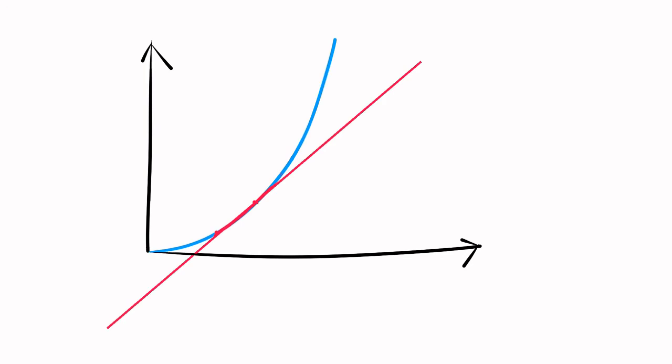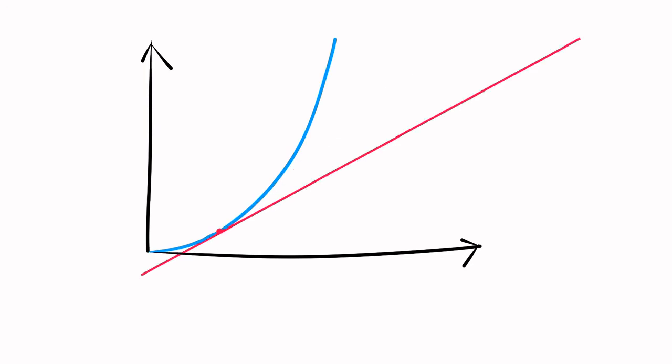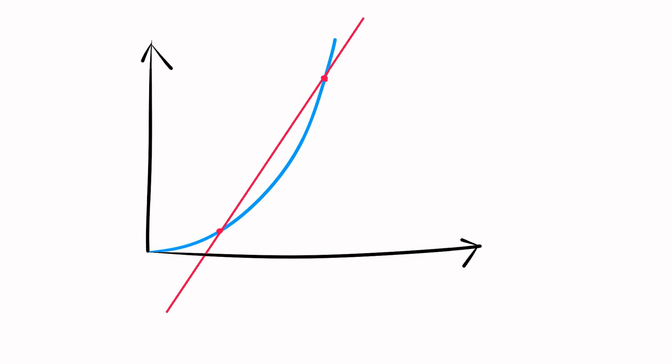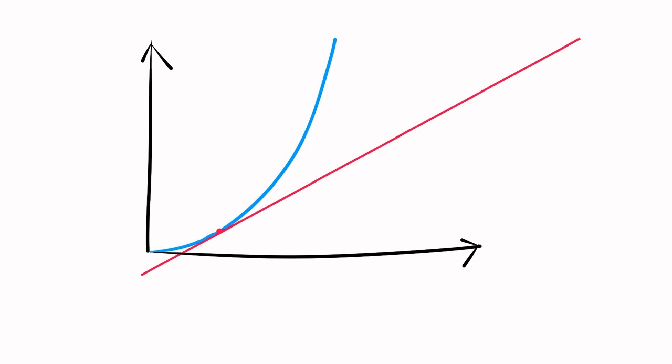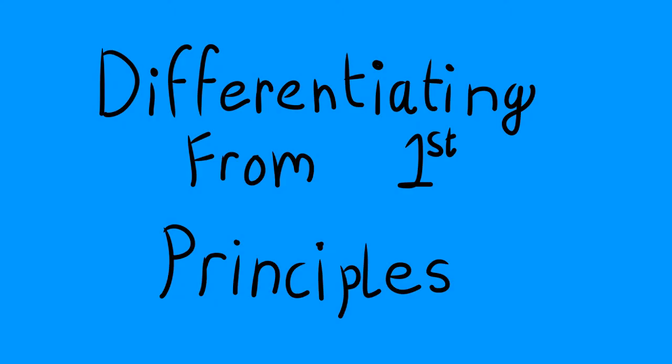So the basic idea is that if you take 2 points on a curve and you bring them as close together as possible, then you'll get a better approximation of the tangent to the curve at that point. So this is the idea of differentiating from first principles. So bringing those 2 points as close together as possible. So yeah, this is where the idea of differentiating from first principles comes from.